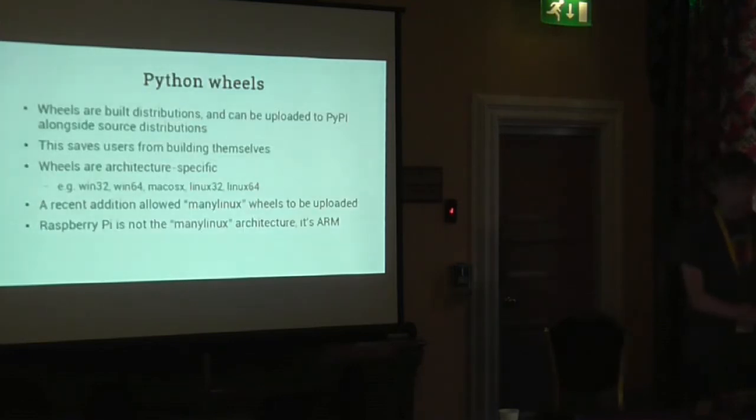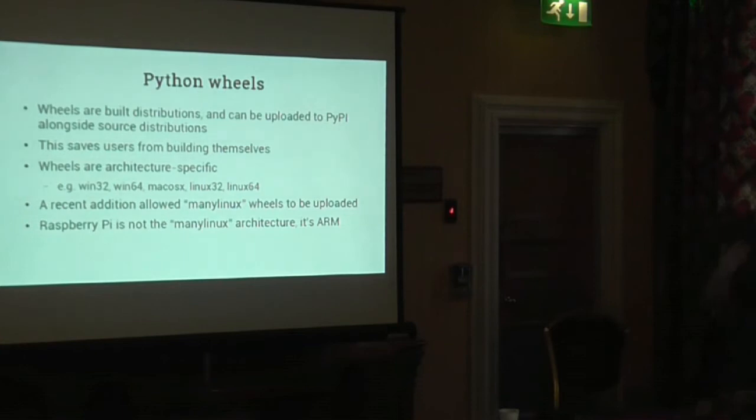Python wheels, as we all know, are built distributions that can be uploaded to PyPI. I'm going to be pronouncing it PyPI, I hope that doesn't bother anyone. Alongside source distributions, which is the source code for a Python module hosted on the Python Package Index. You can also provide built distributions, wheels, which are pre-compiled, pre-built versions of those packages, which means when you install them, you don't have to do the building yourself. So this saves users build time and other build problems like having certain dependencies installed.